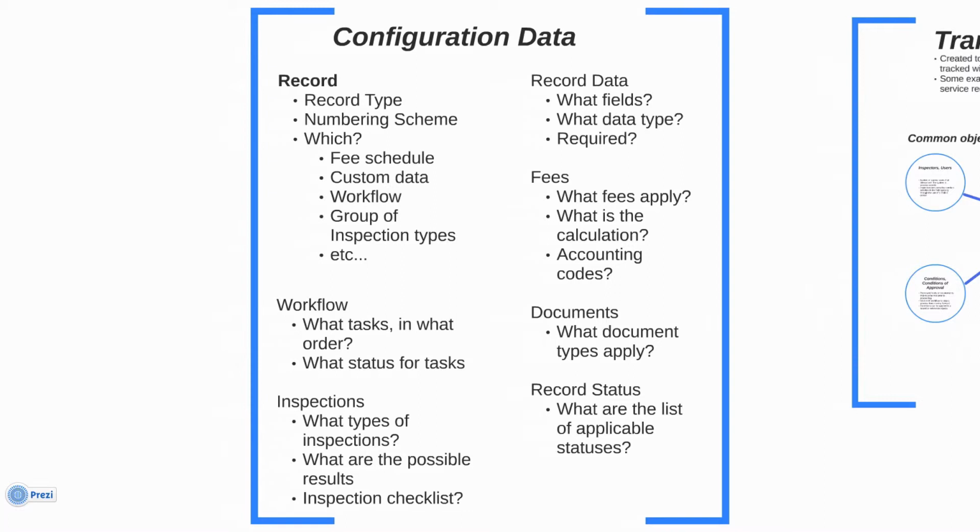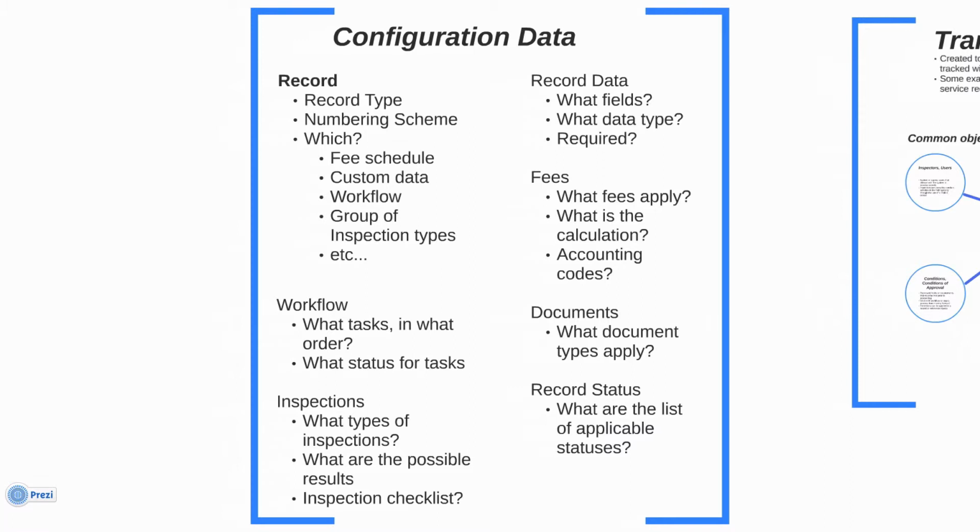Fees. What type of fees apply? What is the calculation? Is it a flat fee? Is it based on data that was collected in the record data? So number of stories, number of offices, things of that nature. Is that going to factor in calculating what my fee is? Accounting codes. Once I collect money for this record, how do I account for that in our accounting system or our financial system?